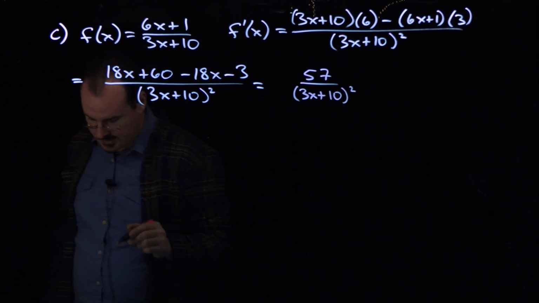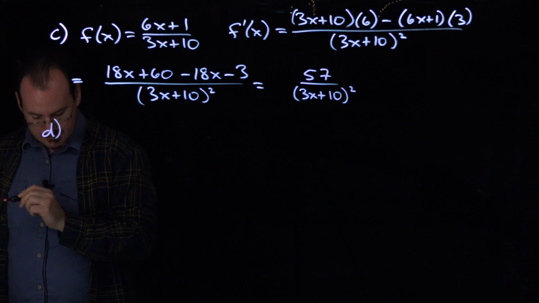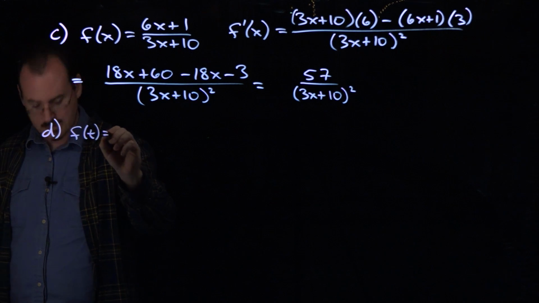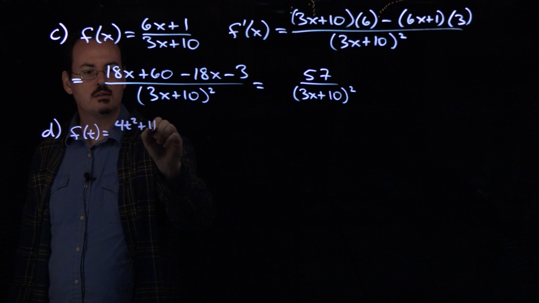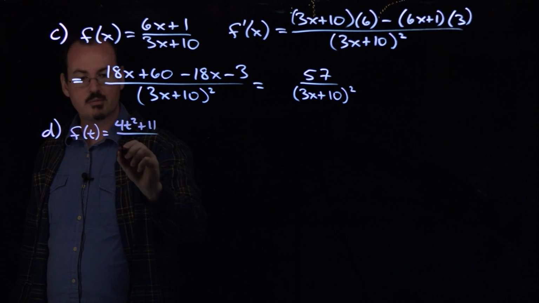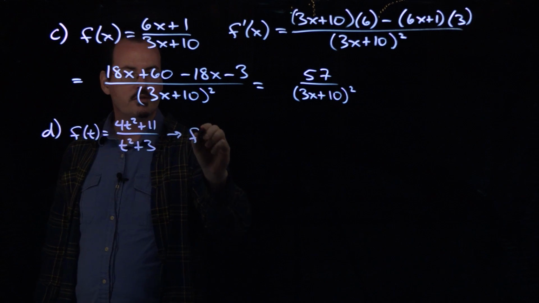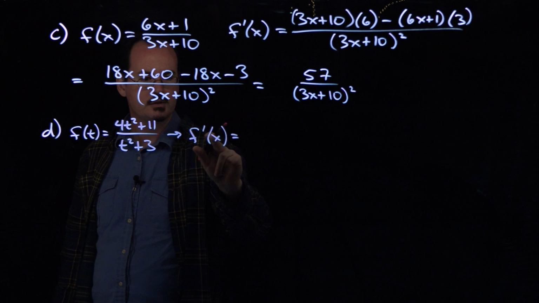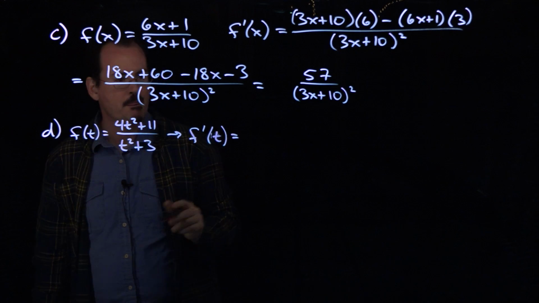Okay, for part D, similar, maybe a little bit more of a complicated derivative. So this is f of t is 4t squared plus 11 over t squared plus 3. Okay, so we take our derivative, I should say f prime of t there, not x. So we can get rid of that, prime of t.